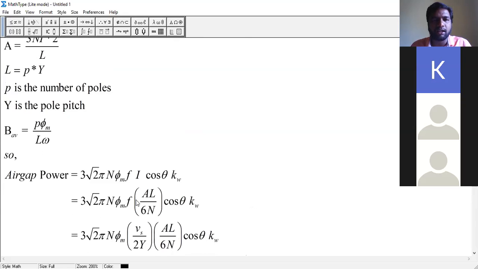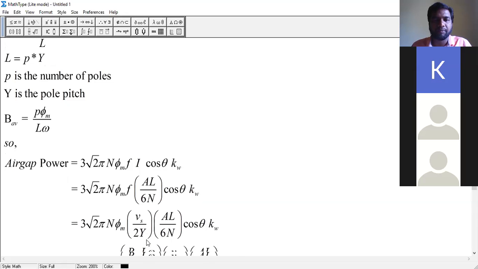Again, we are going to replace this frequency value. We know that Vs is equal to 2y into F, or Vs equal to lambda into F. According to this equation, we can arrive at this one: F is equal to Vs divided by 2 into y.